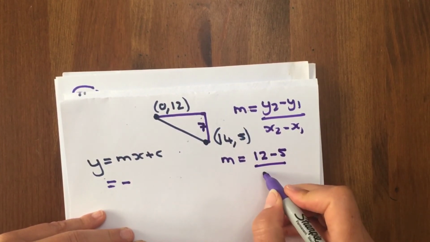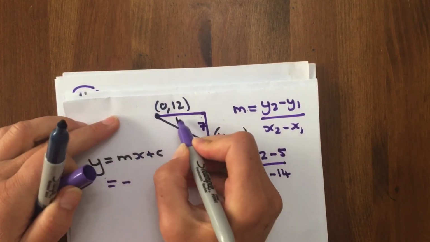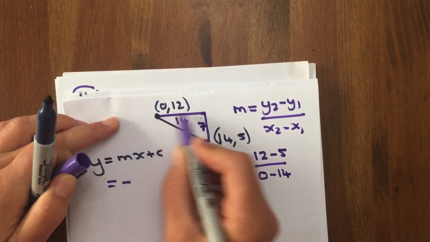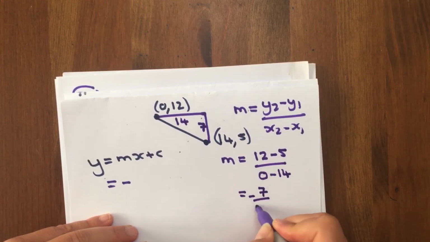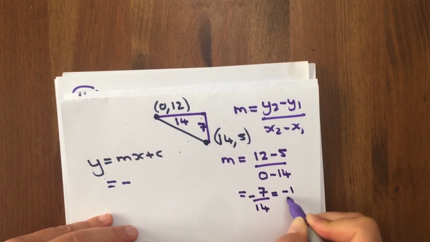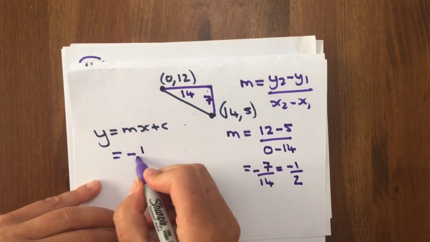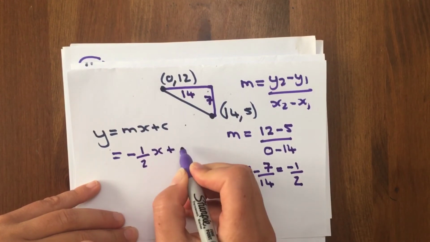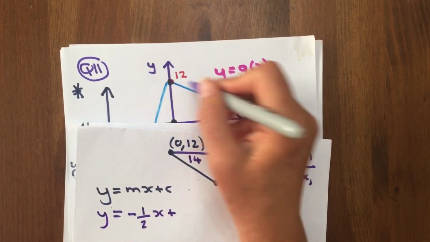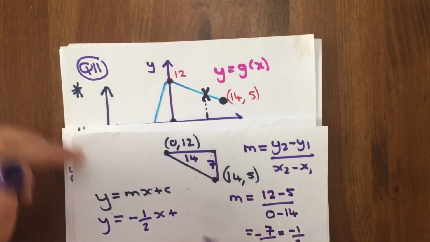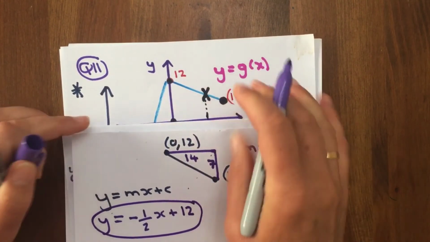The change in x is 0 take away 14. So this distance here is 14, from 0 to 14, the change in x. I've got 7 on the top and negative 14 on the bottom, so my gradient is -1/2. So I've got -1/2 x plus c. What's my y-intercept? I can see straight away my y-intercept for this line is 12. So c is 12, and I've got my equation of this straight line.